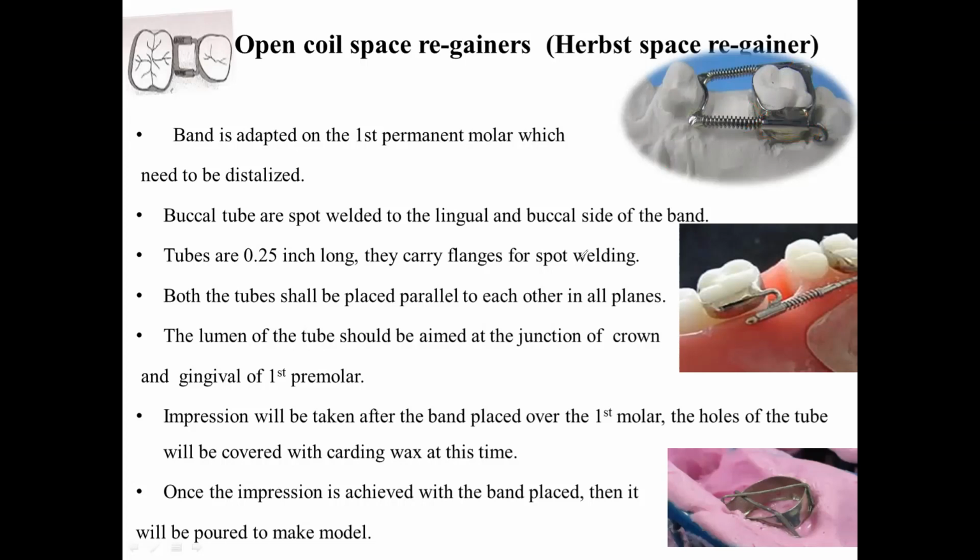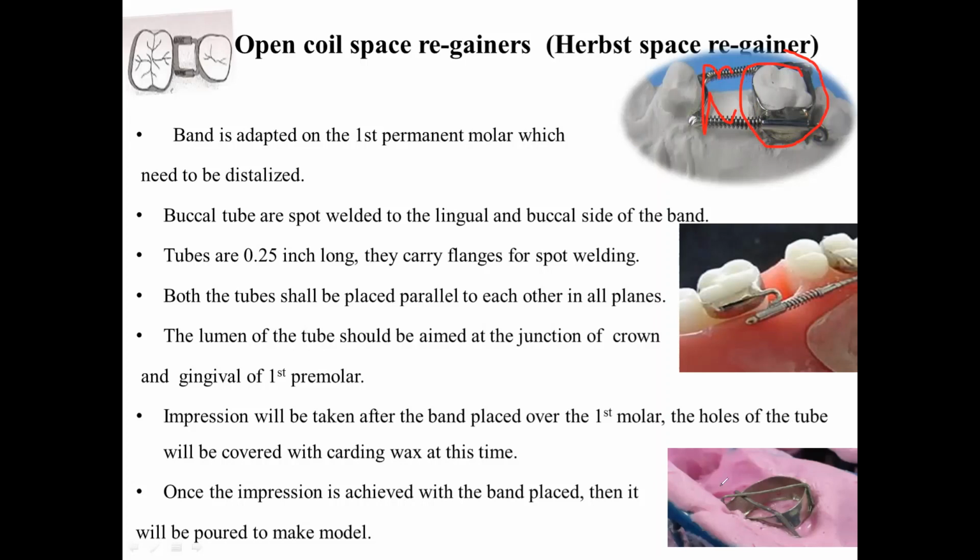So first we place the band over the tooth which needs to be distalized. If it is on the right side, we place the band accordingly, and if the tooth is on the left side, we use the left band accordingly. The right-sided band cannot be applied to the left side, and the left-sided band cannot be applied to the right side. First of all, we apply the band. For example, don't think of this picture, just think of a band. We apply the band in the patient's mouth to get an appropriate size first.